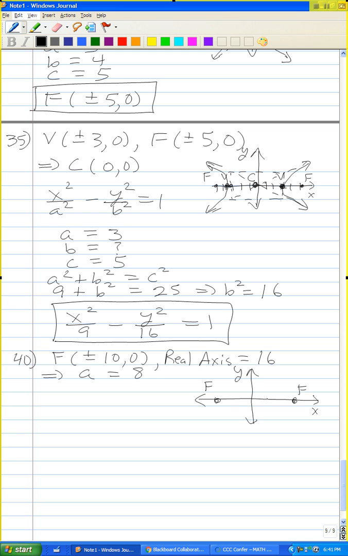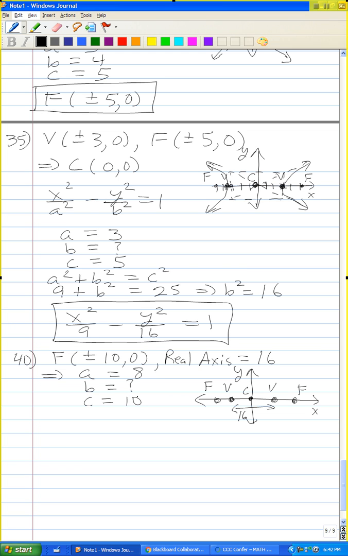Now the real axis, they said, has a length of 16. So therefore, the distance between the two vertices is 16. Since the midpoint between the foci is the center, then by symmetry, we must go 8 positive and 8 in the negative direction from the center. So A is equal to 8. Let's figure out what B is. Well, I don't know what B is. Let's figure out what C is. Well, C is just the distance from the center to the foci, which they tell me is 10.